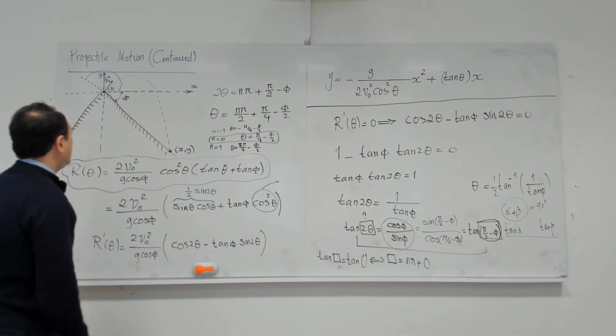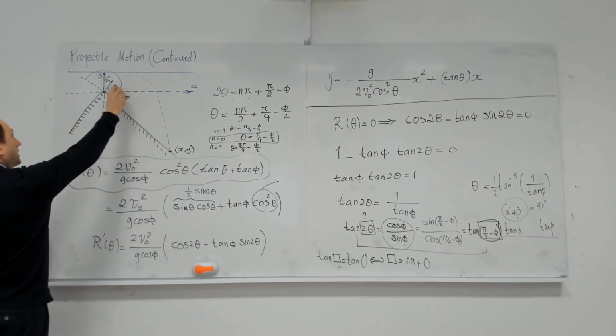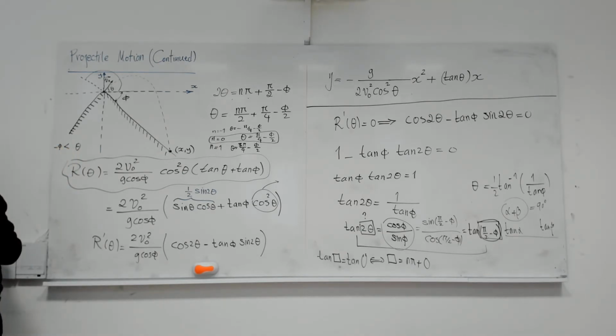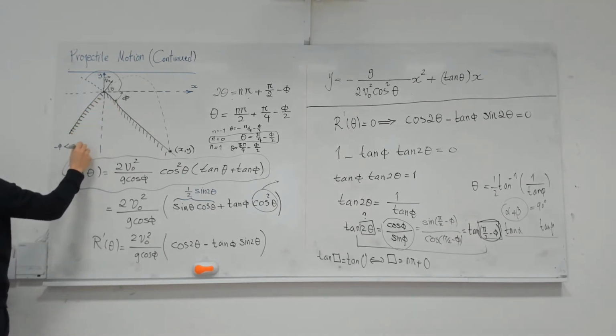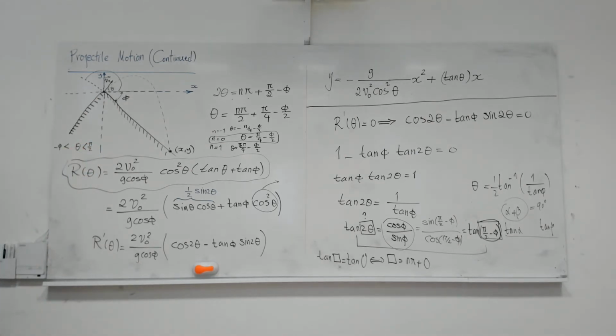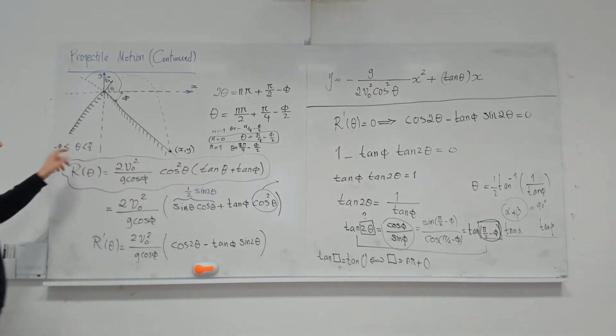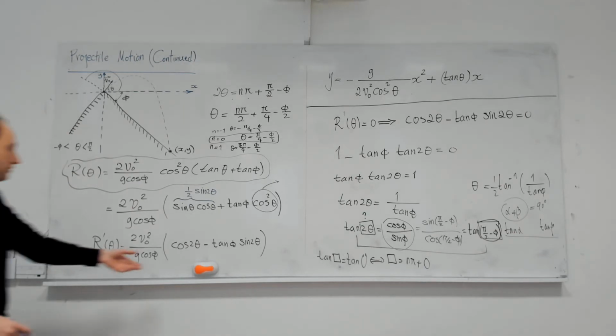Because I need it to be in this range. So I need theta to be somewhere between minus phi, if we consider this is possible, up to which point? Up to 90 degrees, yes? So I don't know, can you convince yourself that this one is definitely in this range or not? Yes? Can you convince yourself of that?